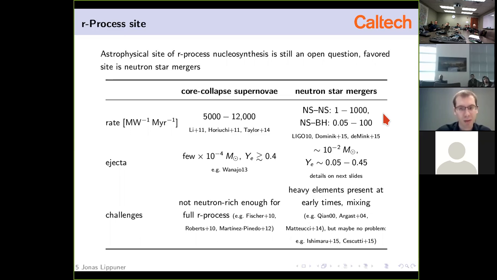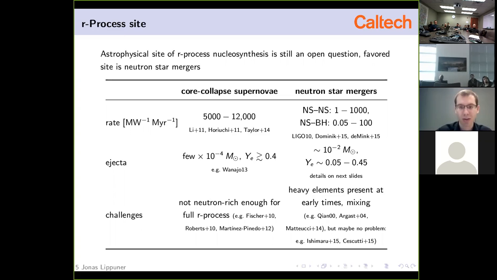So between 1 in 1,000 times per million years in the Milky Way. And of course, I'm sure you've all heard that yesterday, LIGO announced that they, for the first time, detected gravitational waves. And that was from a binary black hole merger. But we can be very confident now that very soon, maybe this year, or certainly in the next couple of years, we will also see gravitational wave signals from binary neutron stars or even neutron star black hole mergers. And that will put a much better constraint on those rates.